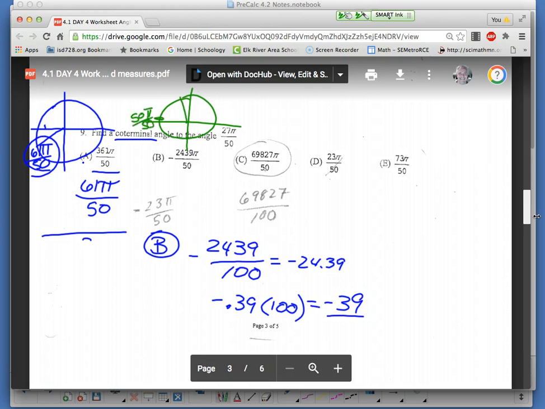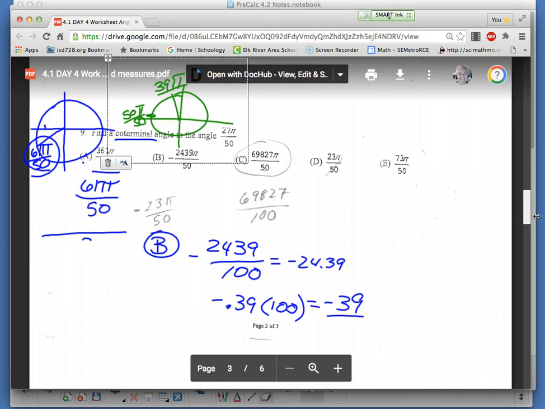This is right now at 39 pi over 50, but it's negative, so I apologize for even writing it up that way because it's a negative 39. It's actually down here. It should roll that way. So this is negative 39 pi over 50. Not the same as 27 pi over 50. Are you okay with that? Yes or no?